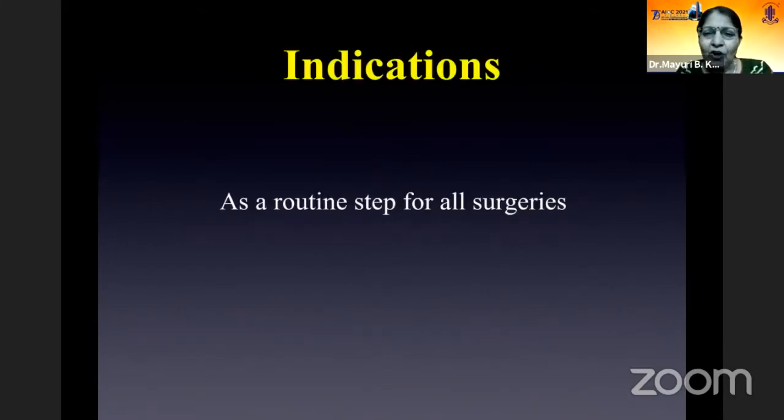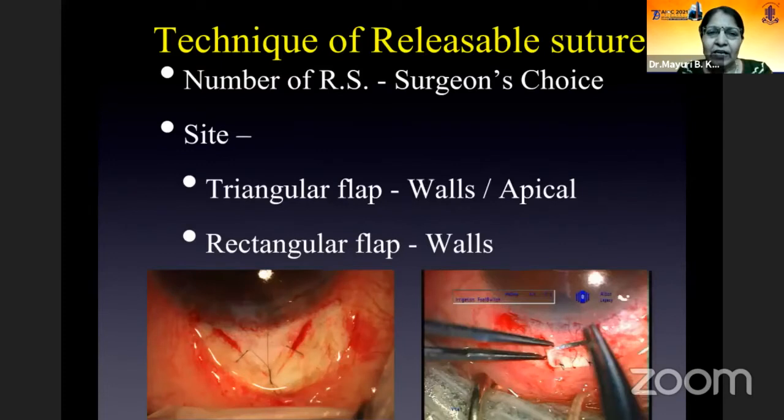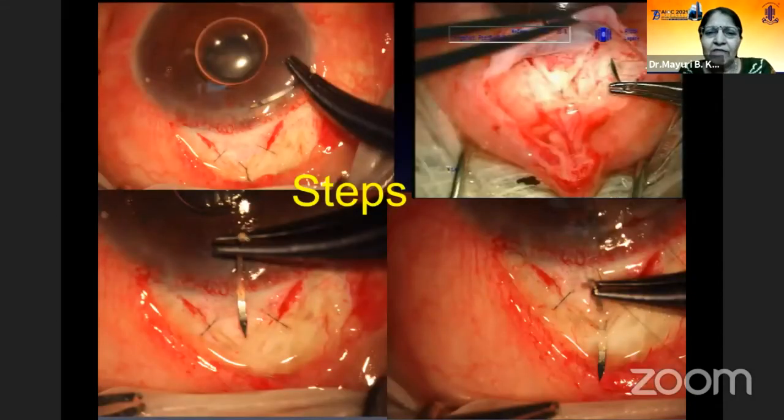So the indication for me is I use this as a routine in all my patients, and the number of releasable sutures depends on the surgeon's choice. But for a triangular flap, the apical releasable suture is a good idea, while with rectangular flaps, you can have it on both sides. These are the photographs to show you.